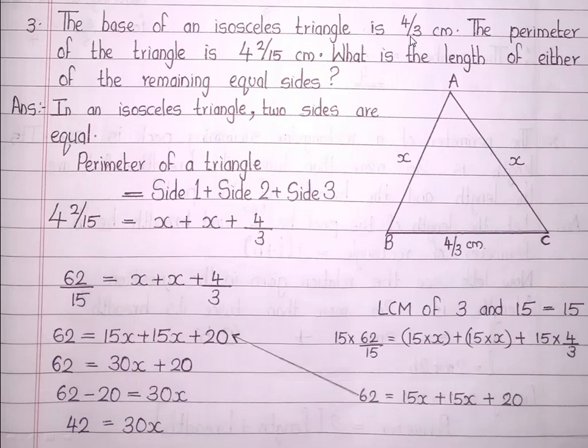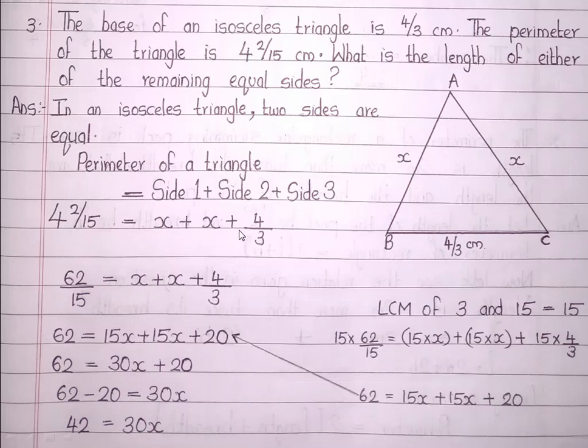The base of an isosceles triangle is 4 by 3 centimeter. Underline the word isosceles. The perimeter of the triangle is 4 2 by 15 centimeter. What is the length of either of the remaining equal sides? In this question you should know what an isosceles triangle is, which you are learning from 5th standard. An isosceles triangle is a triangle in which two sides are equal. So the base of the triangle is given as 4 by 3 centimeter. The other two equal sides we will take as x.